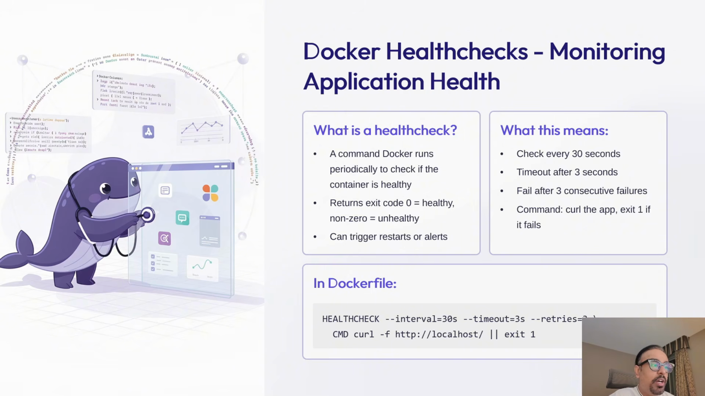Based on this, Docker updates the container's health status. You can define health checks in your Dockerfile using the HEALTHCHECK instruction. So let's break down this syntax that you can add in your Dockerfile. Over here, we will start with interval equal to 30 seconds. It means run the check after every 30 seconds.